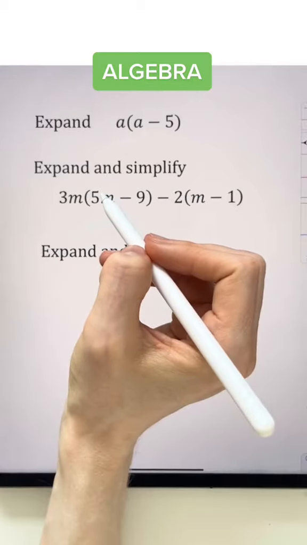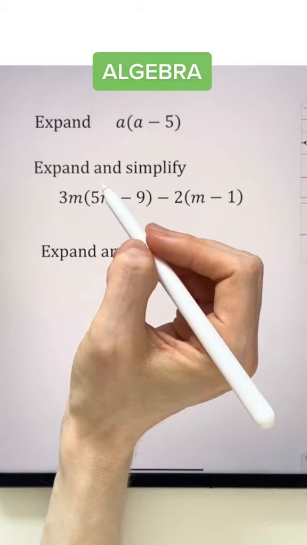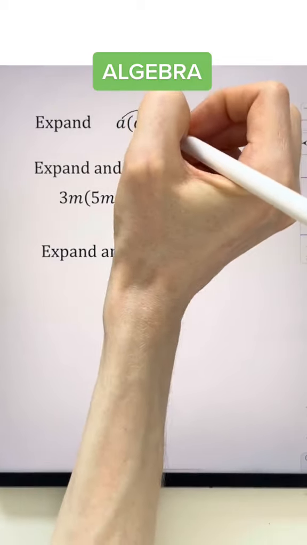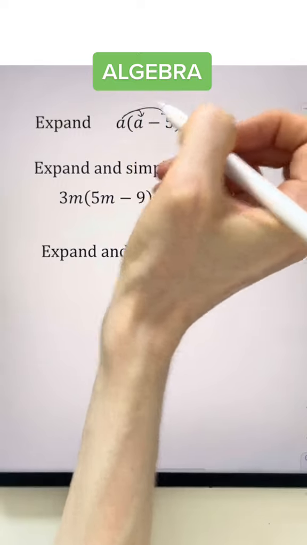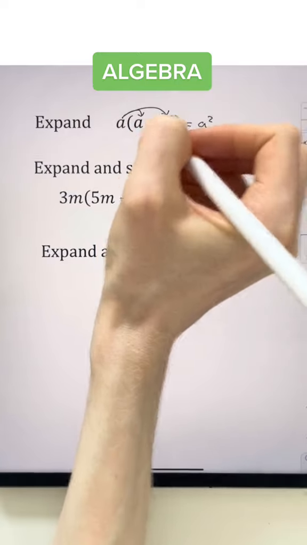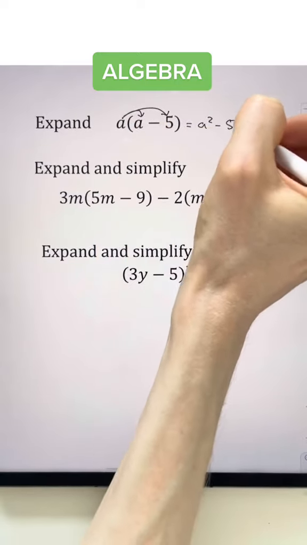Expand means to multiply out, i.e. to remove the bracket. If we've got a single bracket, we always multiply the term directly outside by each term directly inside our single bracket. Here, a times a will give us a squared, and a times negative 5 will give us negative 5a.